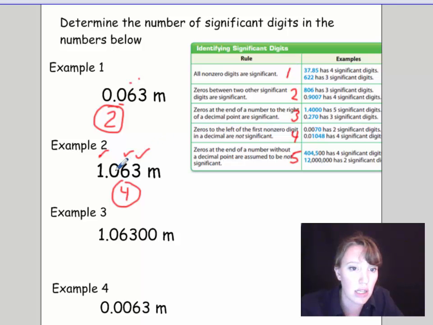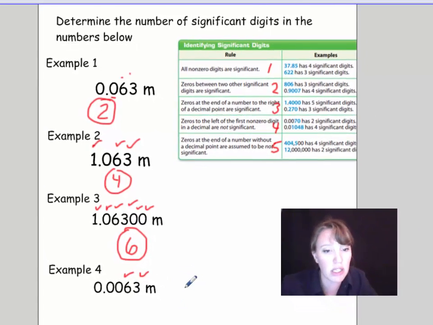Rule 2 says that if there's a 0 in between 2 non-zero digits, then it's significant. Here, so let's count the non-zero digits, 1, 2, 3. Okay, this 0 is in between non-zero digits, that's by rule 2. And these zeros are to the right of a decimal point, so they are actually also significant by rule 3. So we have 1, 2, 3, 4, 5, 6. This has 6 significant digits.